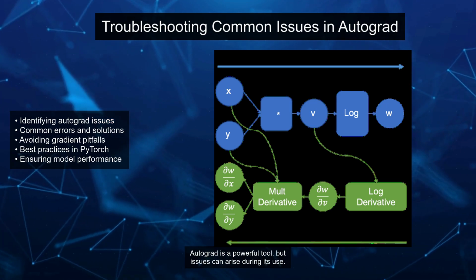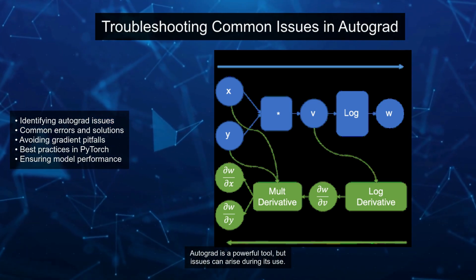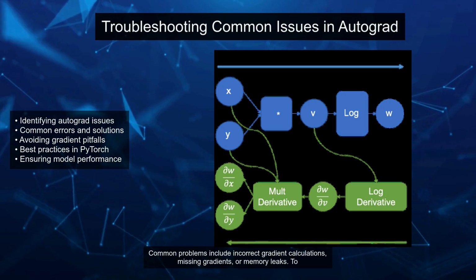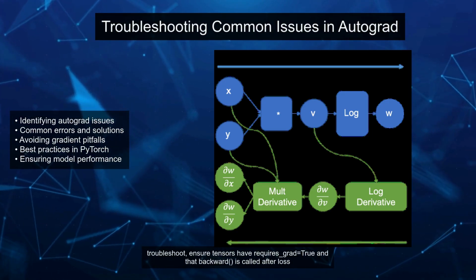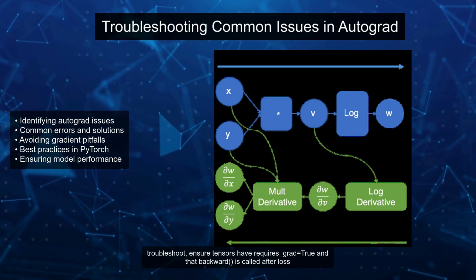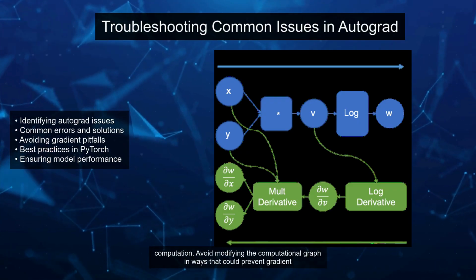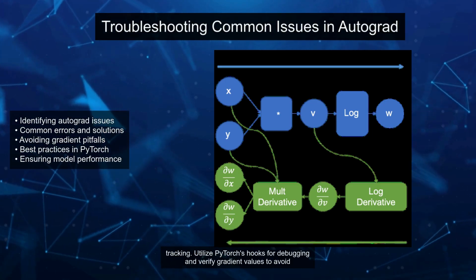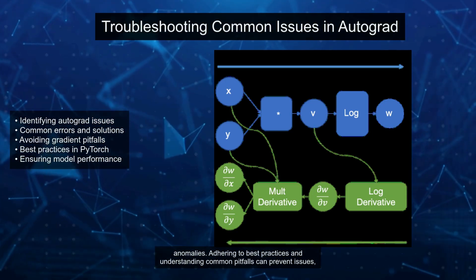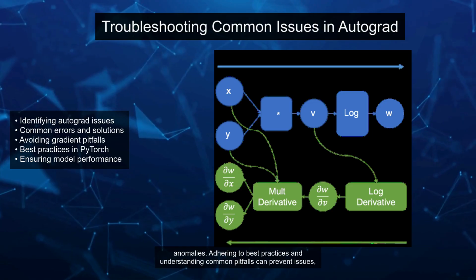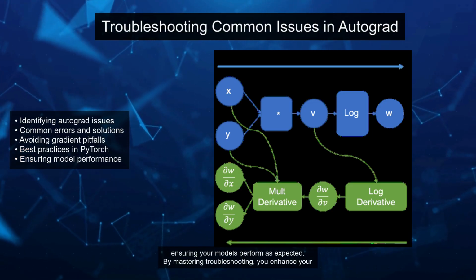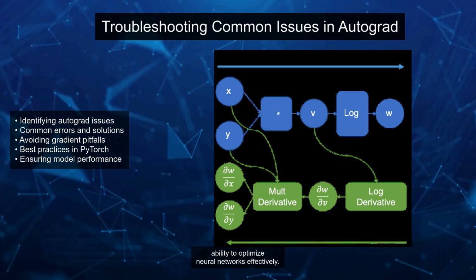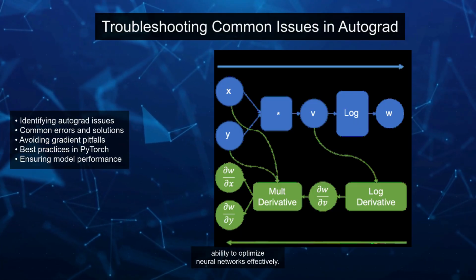Autograd is a powerful tool, but issues can arise during its use. Common problems include incorrect gradient calculations, missing gradients, or memory leaks. To troubleshoot, ensure tensors have requires_grad equals true and that backward is called after loss computation. Avoid modifying the computational graph in ways that could prevent gradient tracking. Utilize PyTorch's hooks for debugging and verify gradient values to avoid anomalies. Adhering to best practices and understanding common pitfalls can prevent issues, ensuring your models perform as expected. By mastering troubleshooting, you enhance your ability to optimize neural networks effectively.